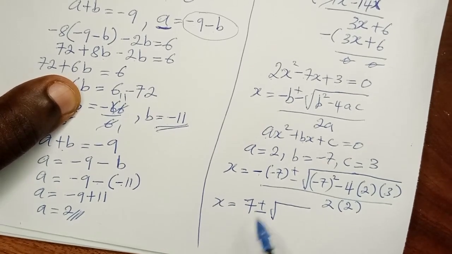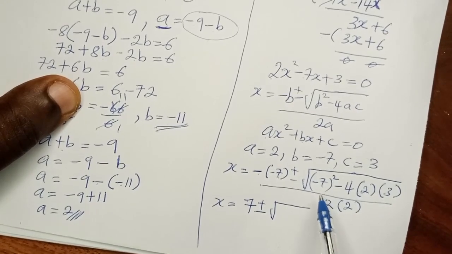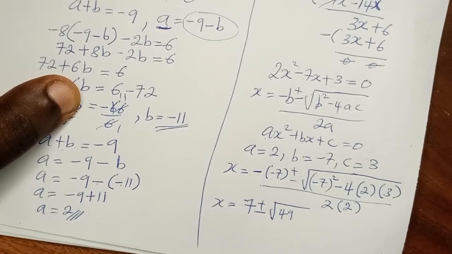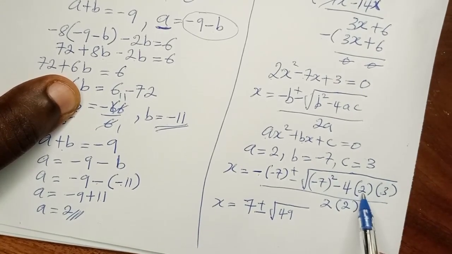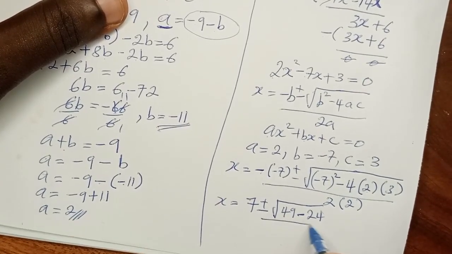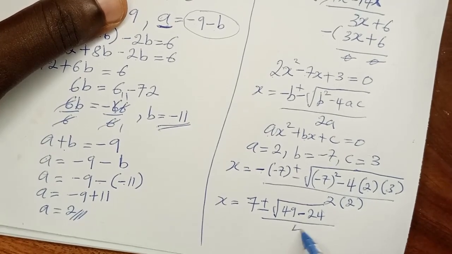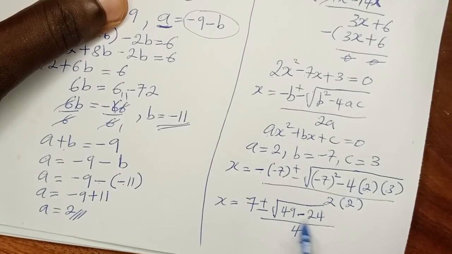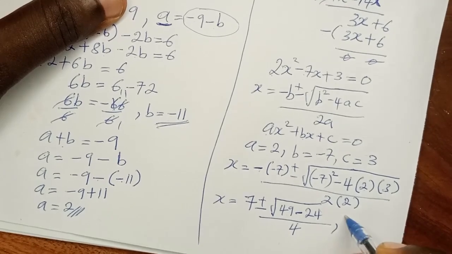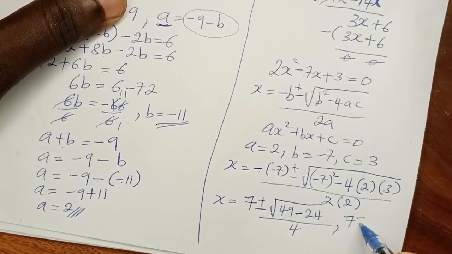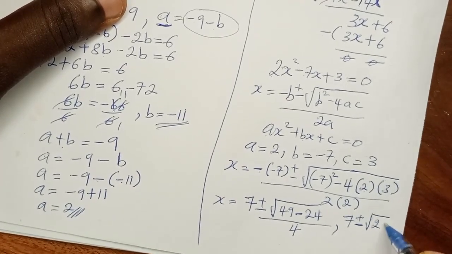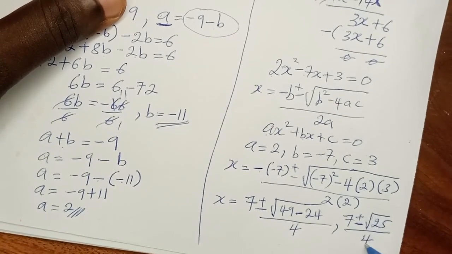So x will be equal to 7 plus or minus square root of b squared. 7 squared is 49. Then 3 times 2 is 6, and 6 times 4 is 24, so we have minus 24, divided by 2 times 2, which is 4. So 49 minus 24, we have 25. This is the same as 7 plus or minus square root of 25, divided by 4.